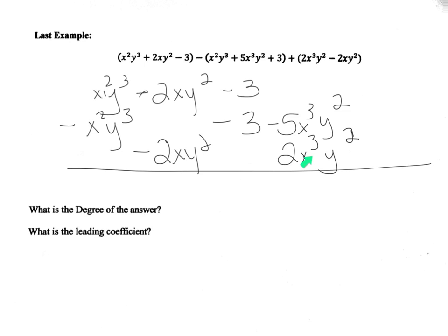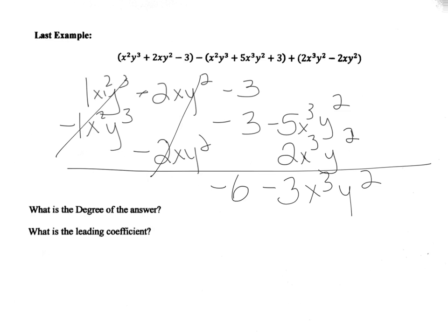So here's a like term for the first one, 2x cubed y squared, and a like term for the second one. So when I add those up, this goes away because it's a positive 1 and a negative 1. That's 0. This is positive 2 and a negative 2. Again, another 0. Negative 3, that is negative 6. And a negative 5 and a positive 2 is a negative 3 x cubed y squared.